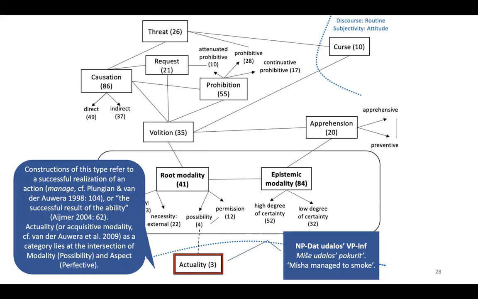Actuality, also labeled as acquisitive modality sometimes, as a category lies at the intersection of modality in its domain of possibility and perfective aspect. To conclude, our representation of the modality class as a radial category complements the typologically accepted view of core modal meanings by adding relevant adjacent categories that are closely related to the modal domain and tend to be frequently expressed by means of constructions.